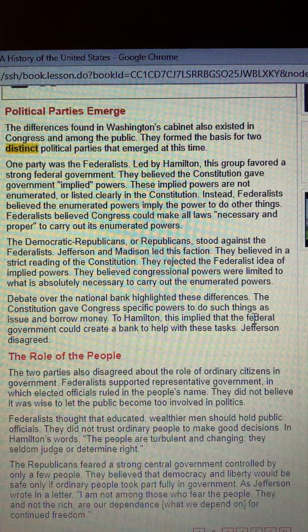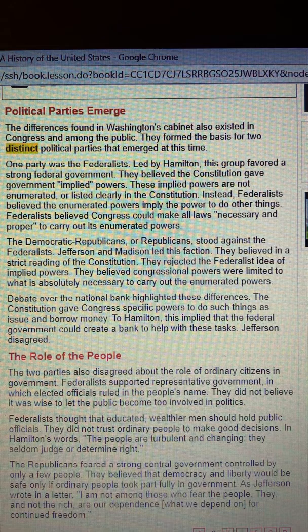In Hamilton's words, "The people are turbulent and changing. They seldom judge or determine right." The Republicans feared a strong central government controlled by only a few people. They believed that democracy and liberty would be safe only if ordinary people took part fully in government. As Jefferson wrote in a letter, "I am not among those who fear the people. They, and not the rich, are our dependents, what we depend on, for continued freedom."